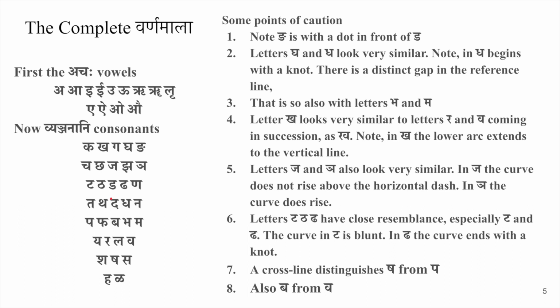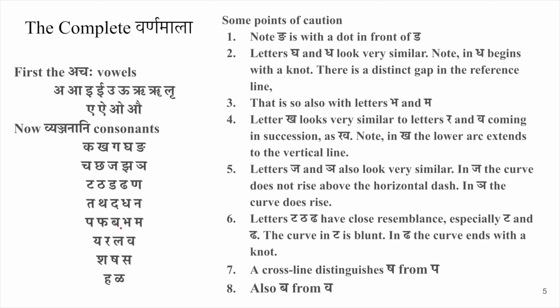Likewise, if we look at the two letters gh and dh, you will notice that the dh actually starts with a knot, whereas gh starts blunt. Because the dh starts with a knot, it leaves a gap on the reference line, whereas gh, because it starts blunt, the reference line is complete.